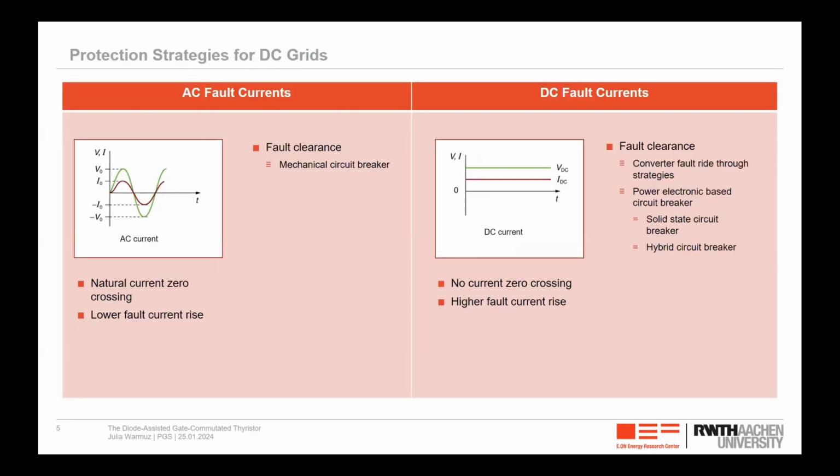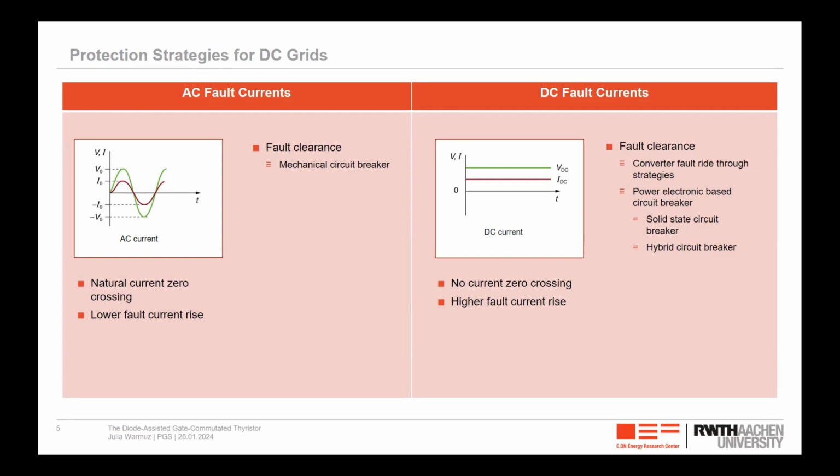So what is the difficulty when we want to interrupt fault currents? When we look at the conventional AC grid or AC current, we have a natural zero crossing. Therefore, the fault interruption is way easier, because we can interrupt it with a mechanical breaker just when the current enters its zero state. In DC, we have a straight line, no zero crossing, and when the fault occurs, it just rises up, and we need to interrupt very high currents.